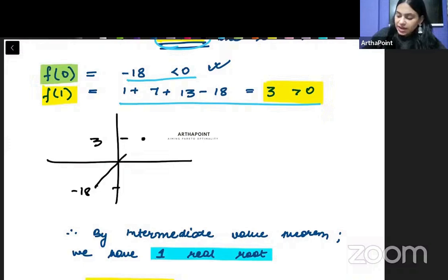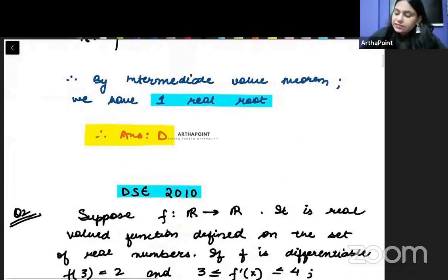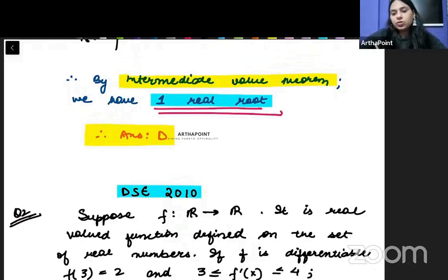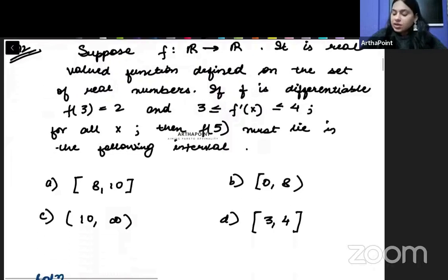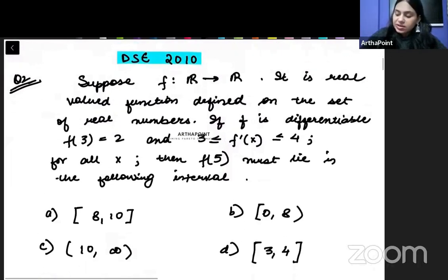So we can see in this case that the function goes from negative to positive. It means that it must have cut the x-axis at least once. And it is a strictly increasing function, so more than once it cannot cut the x-axis. So from intermediate value theorem, we know that this function can have maximum 1 root, right? It is going to have maximum 1 root. This is the answer to this question. Okay, now let's go ahead and look into the second question.